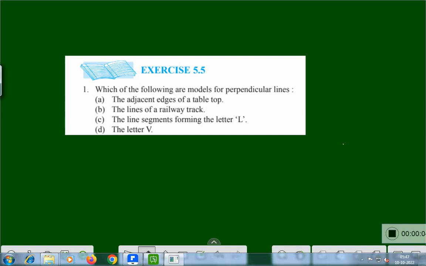Hello everyone. Today we shall discuss exercise 5.5 question number 1. Which of the following are models for perpendicular lines?